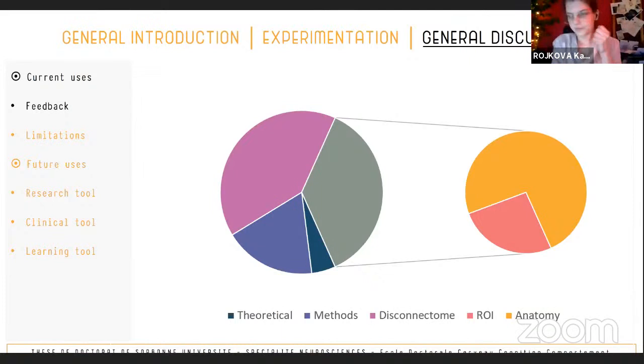So one third of the citations are related to that, to disconnection syndrome assessment. The other third relates to the actual anatomy and the usage of our maps for other purposes than disconnection syndromes. Like research, theoretical application, testing, building of hypotheses based on anatomy, etc.